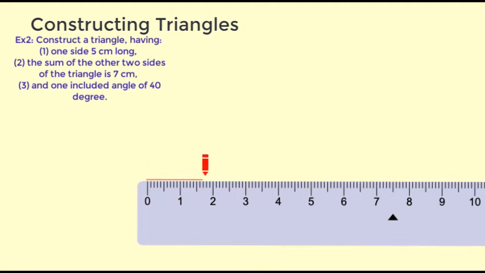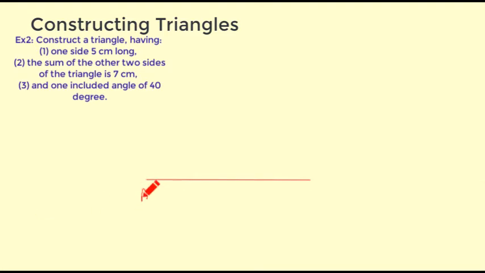So first let's draw a straight line 5 centimeter long. And let's say this is my line segment which is AB and 5 centimeter.